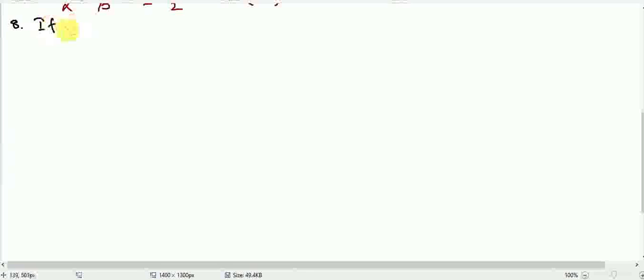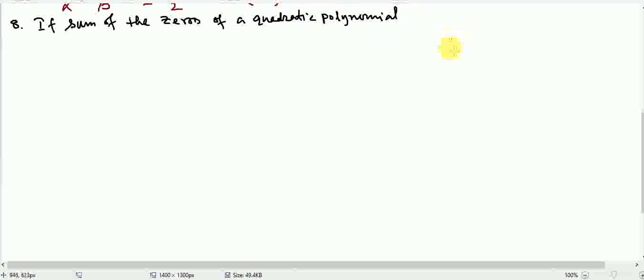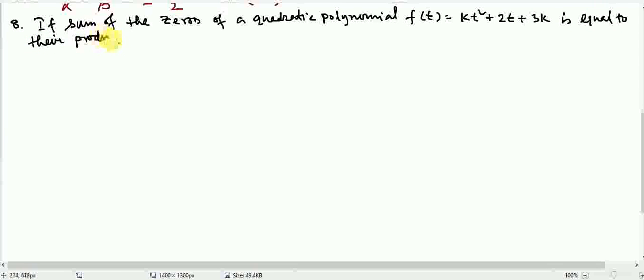if the sum of the zeros of a quadratic polynomial f of t equal to kt square plus 2t plus 3k is equal to their product, then find k.